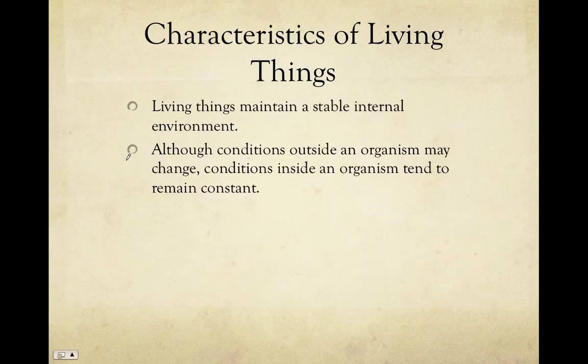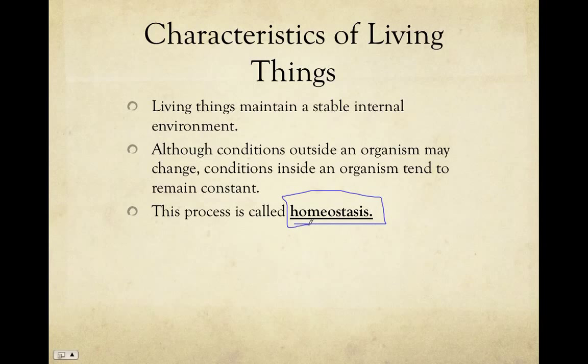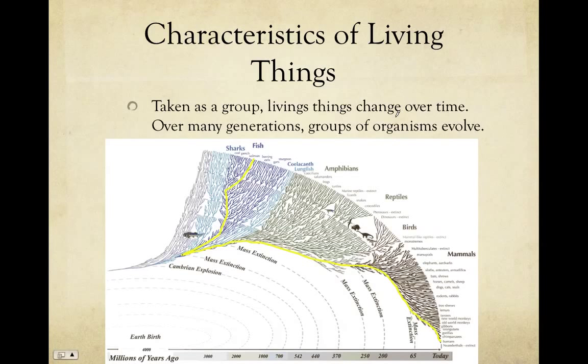Living things maintain a stable internal environment, and this is called homeostasis. Very important term that you need to know. So all living things have ways of doing this. If you think of yourself, if you go outside and it's really hot, in order to maintain a stable internal environment, you sweat, or your blood vessels do certain things in order to keep you cool. So that's called homeostasis. All living things do this in different ways, and we'll talk about this throughout the course.